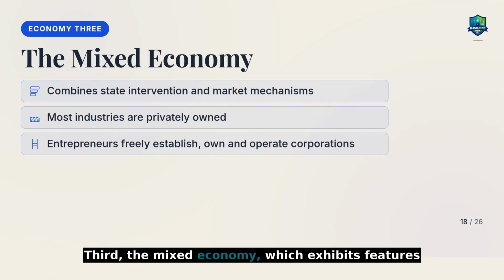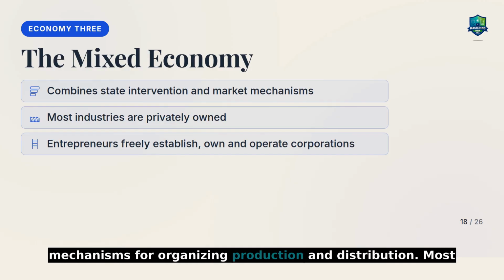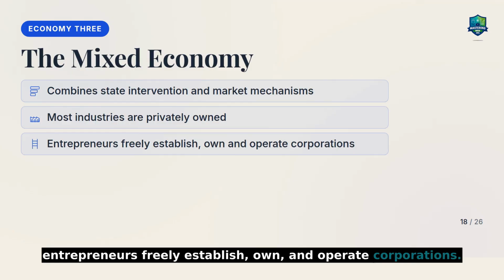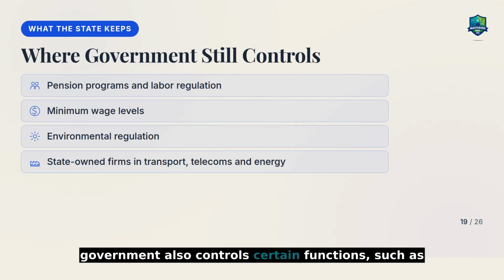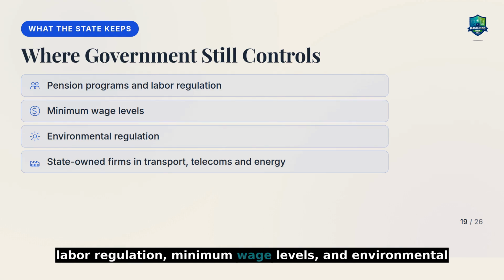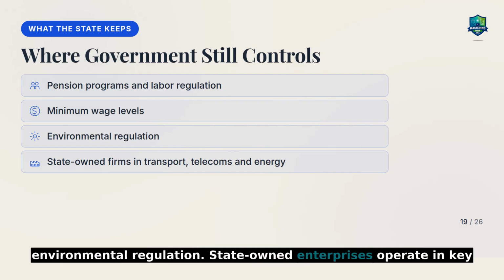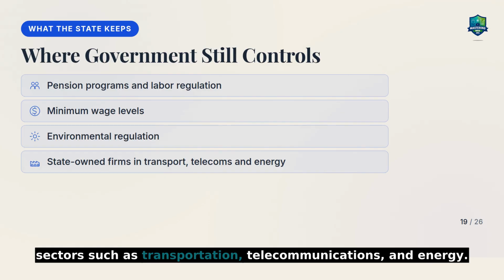Third, the mixed economy, which exhibits features of both. It combines state intervention and market mechanisms for organizing production and distribution. Most industries are under private ownership, and entrepreneurs freely establish, own, and operate corporations. But government also controls certain functions such as pension programs, labor regulation, minimum wage levels, and environmental regulation. State-owned enterprises operate in key sectors such as transportation, telecommunications, and energy.